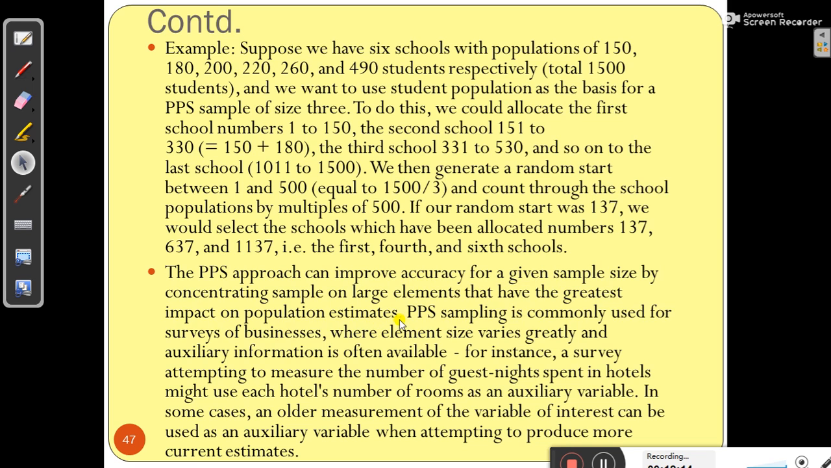PPS sampling is commonly used for surveys of businesses, where element size varies greatly and auxiliary information is often available. For instance, a survey attempting to measure the number of guest nights spent in hotels might use each hotel's number of rooms as an auxiliary variable. In some cases, an older measurement of the variable of interest can be used as an auxiliary variable when attempting to produce more current estimates.